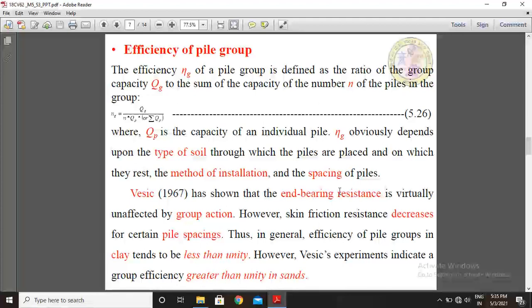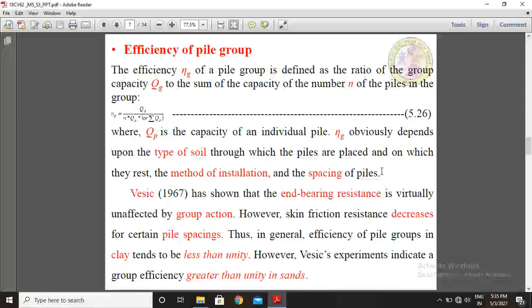Eta g obviously depends upon the type of soil through which the piles are placed and on which they rest, the method of installation and the spacing of piles. Group efficiency depends upon the type of soil, how the piles are placed and how they rest, the method of installation, and the spacing of piles. Group capacity and efficiency of the pile group are calculated.